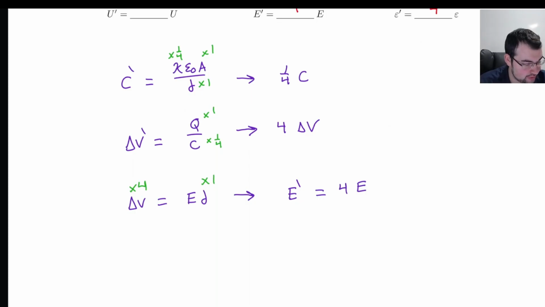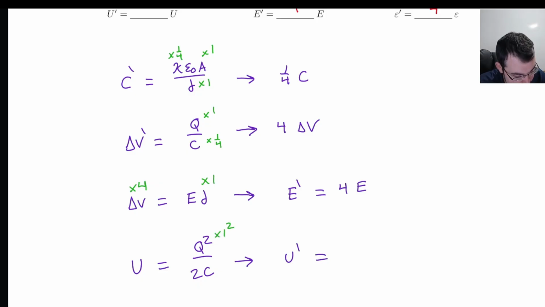And then pick our favorite energy formula. Usually it's Q squared over 2C is the good one to use here, because Q is constant. Q is constant, so I'm squaring 1. And then the capacitance got quartered, so I'm dividing by 4, or dividing by a quarter once again, which results in 4. So we see that my new energy stored is quadruple.